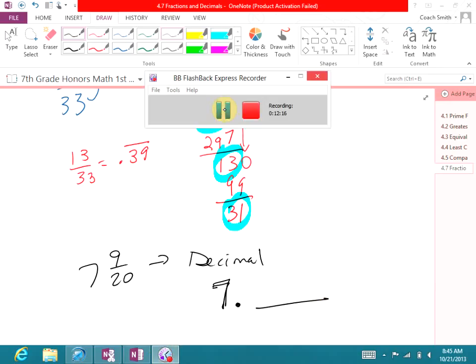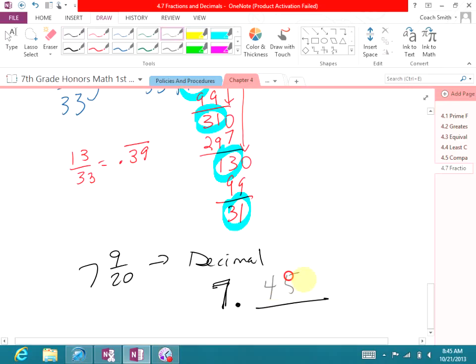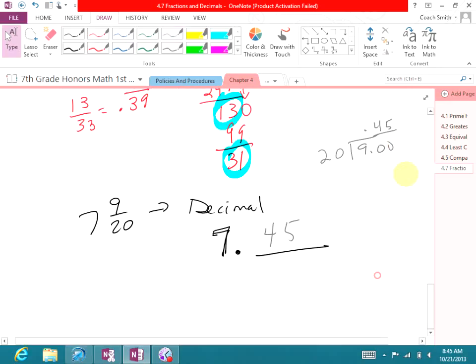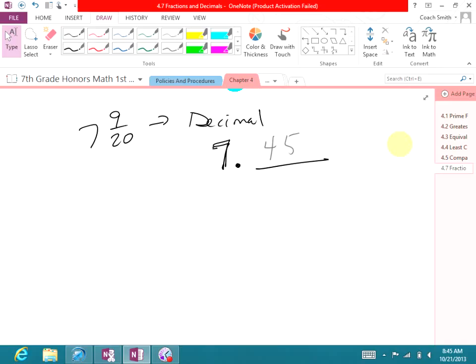All right, we got 7.45. Okay, so you divided 20 into 9. And that's where you should get the 0.45. Okay, so the whole number has nothing to do as far as what you have to divide. You just simply put the whole number in front of the decimal and then go on with the rest of the number. Okay, now, so that's how you change fractions to decimals. Let's look at changing decimals to fractions.